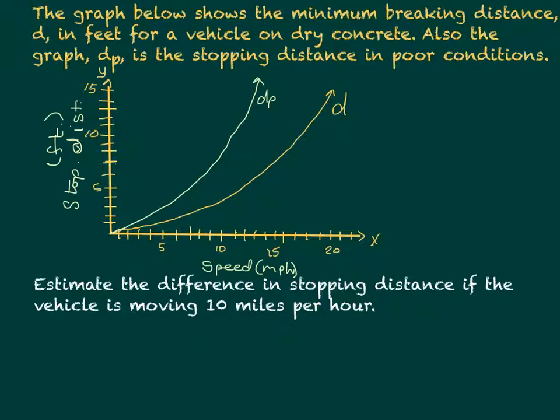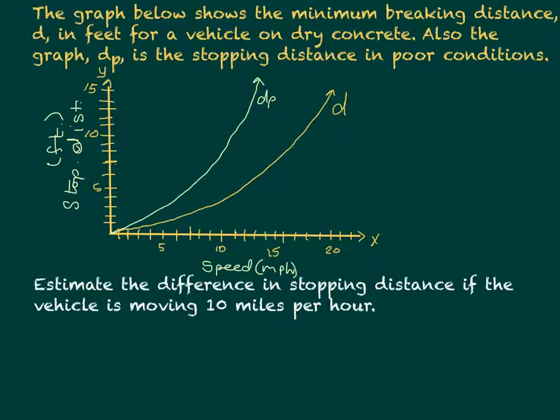This next example is not a linear equation, so it might be a little bit more difficult, and it's asking a different kind of question, so you'll just have to think about it as we're reading it. The graph below shows the minimum braking distance d in feet for a vehicle on dry concrete. Also, the graph d sub p is the stopping distance in poor conditions, so like rain or ice or something like that.